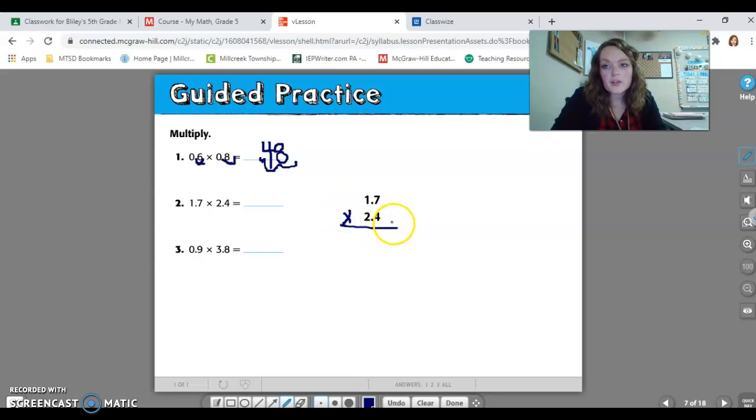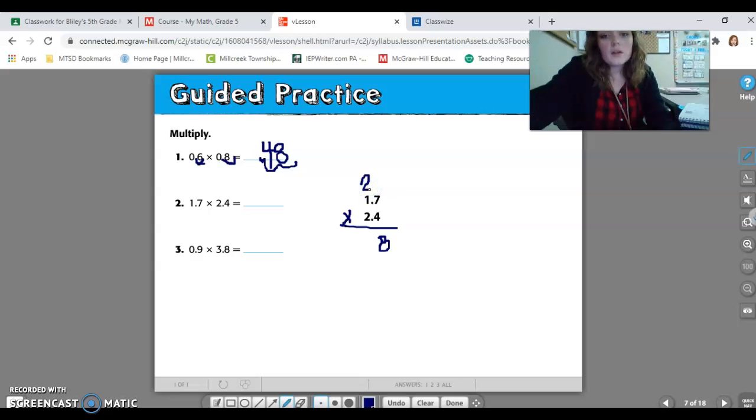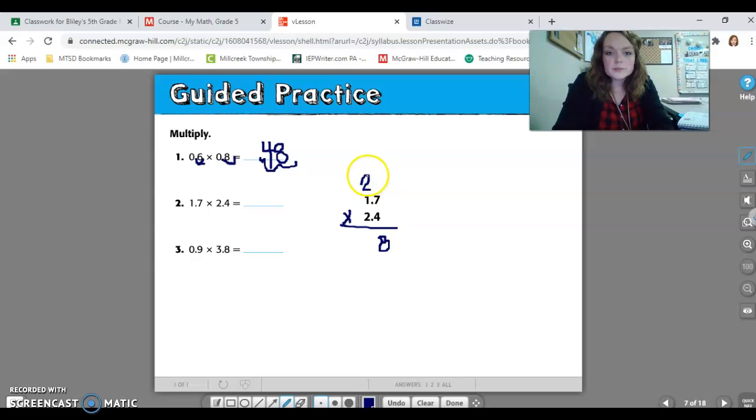So the first thing I'm going to do is 4 times 7. 4 times 7 is 28. Put my 8 below, carry my 2. Now I have 4 times 1. 4 times 1 is 4, plus 2 more is 6. Remember, I don't do anything with my decimals till the very end. I'm starting to multiply with my second number, so I need to put my imaginary or magic 0 below.